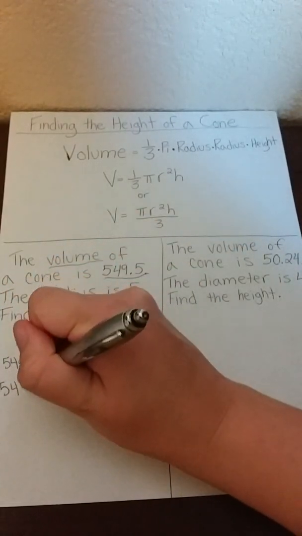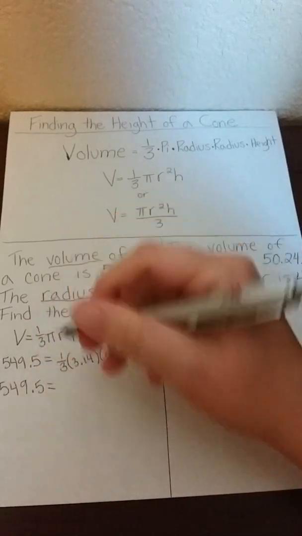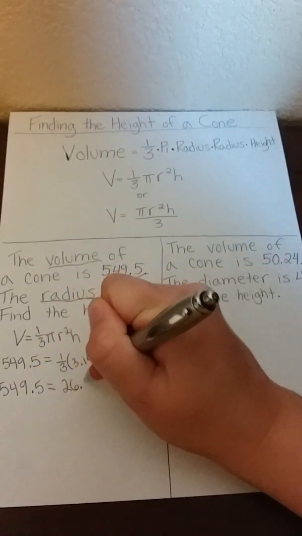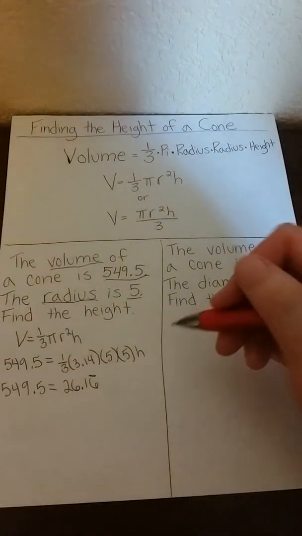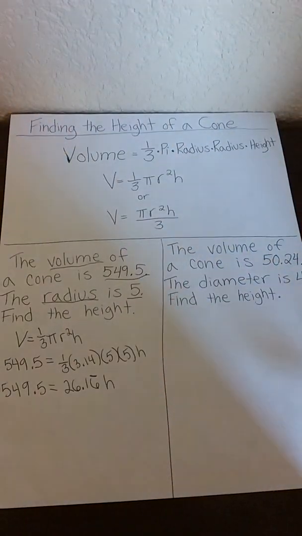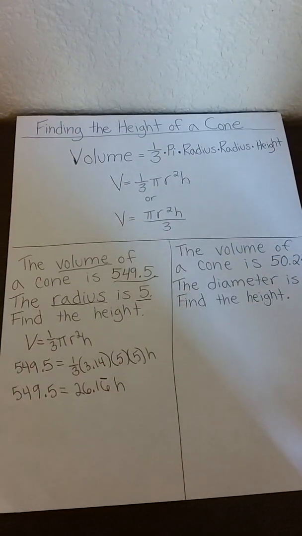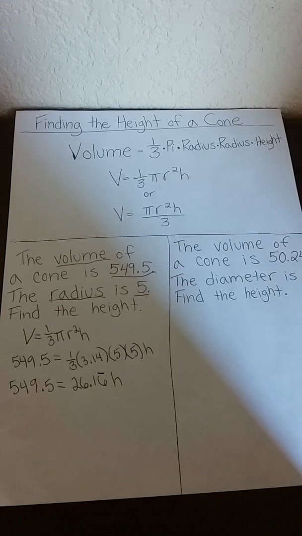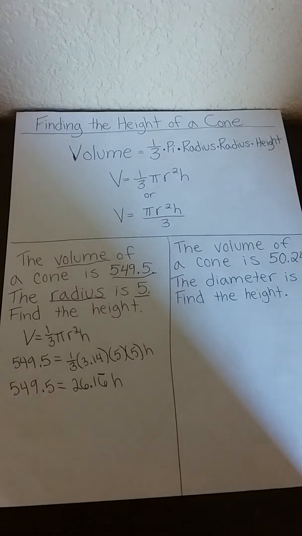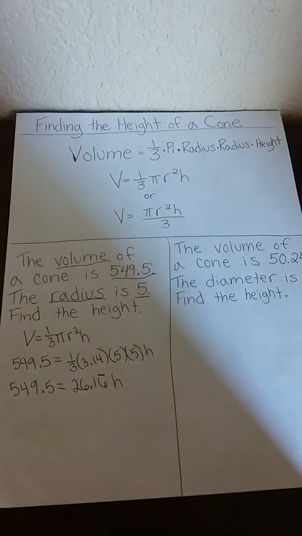So I have 549.5 equals 26.16 with a repeating sign over the 6, h. If your calculator gives it to you as a fraction, you could also keep it as a fraction. That's even better. Now, 26.16 repeating means that when you put this next step in your calculator, you're going to have to repeat the 6. You can't just put in 26.16. You have to put in 26.166666666 and fill up your whole calculator with 6s.